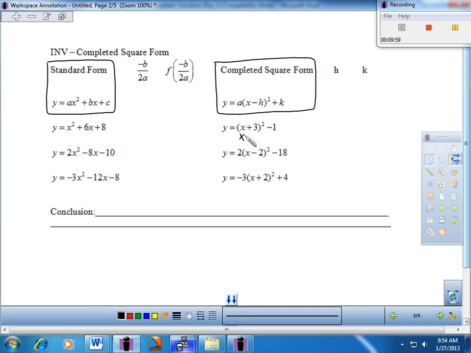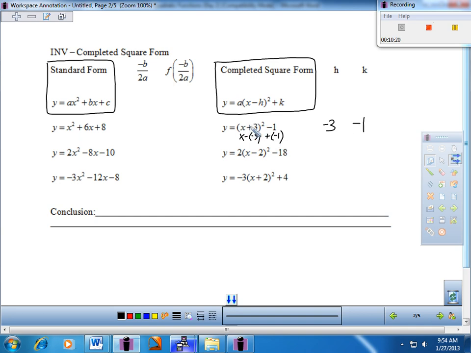And just be careful, it's x minus h. So when I see an x plus 3, really that is x minus negative 3. So I hope everyone's cool with the fact that that is negative 3. And then a minus 1, it seems kind of silly for me to do it this way, but it's the same as saying plus negative 1, right? So plus k, so k is negative 1. So just kind of be careful about that.